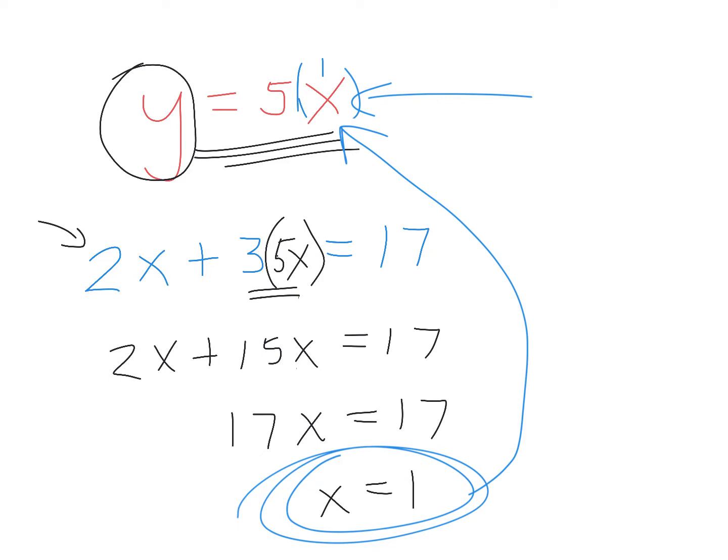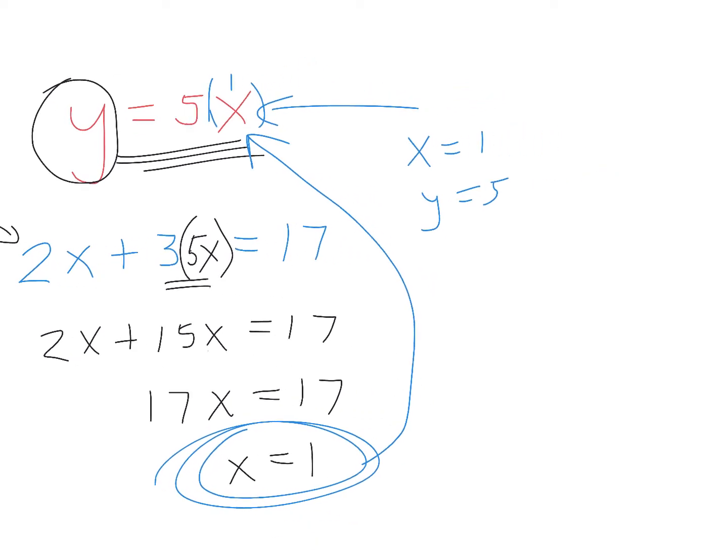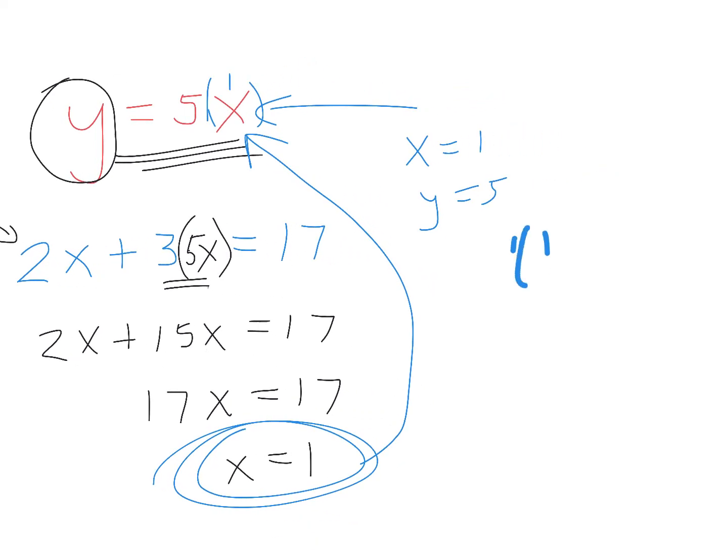What's y equal to then? 5. Yeah. X equals 1. Y equals 5. You know the faster way to write that? 1 comma 5. And that's where they would have crossed if you had graphed them. Behold substitution. That's called solving with substitution.